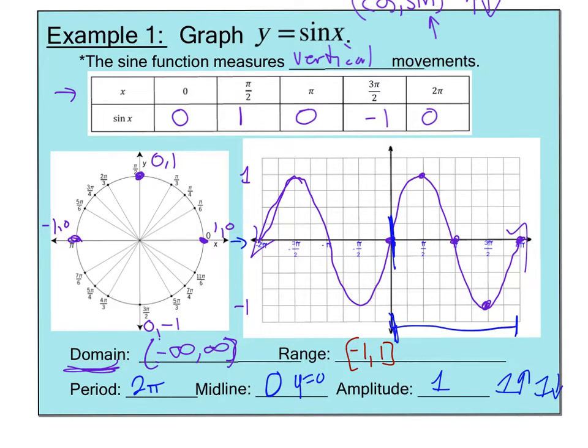Some kids get confused and try telling me it's 2 because this distance, top to bottom, is 2. But no, you go amplitude from the midline. So you go 1 and negative 1. So my amplitude is going to be just 1. Okay, so the most important thing to remember is this starts at 0, up to top, down to bottom. That's what the basic one looks like.